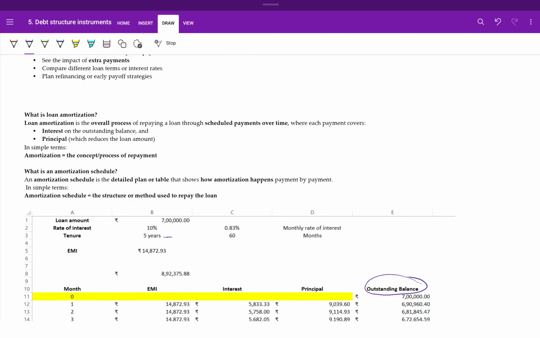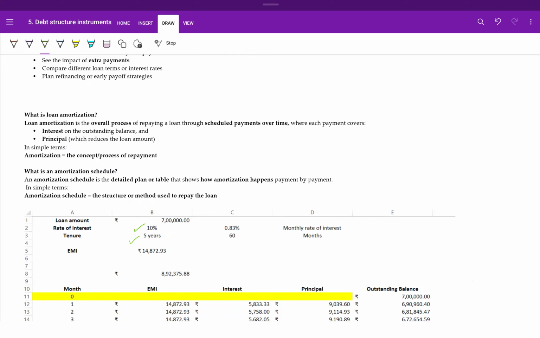That's going to be costlier for you, and that totally depends on the structure of the loan. So there are two factors which I can change. Your loan will be sensitive to the rate of interest, and the other component is that your loan will be sensitive to the tenure of the loan.